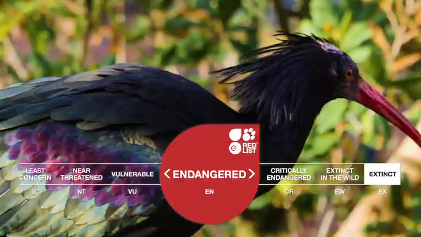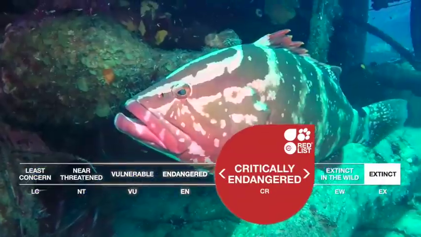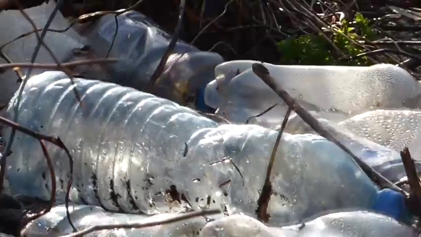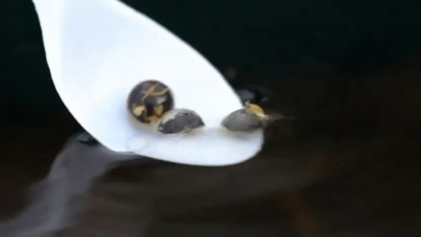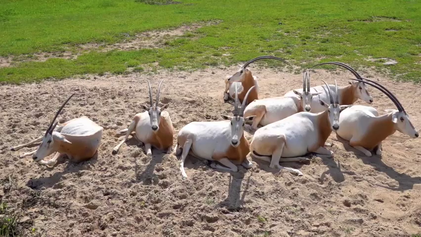More than 31,000 species are currently threatened with extinction. Most because of human action. But human action can also reverse the Red List trend.